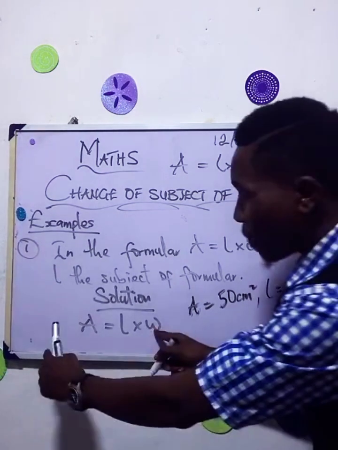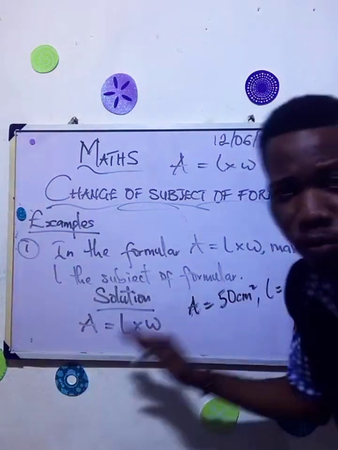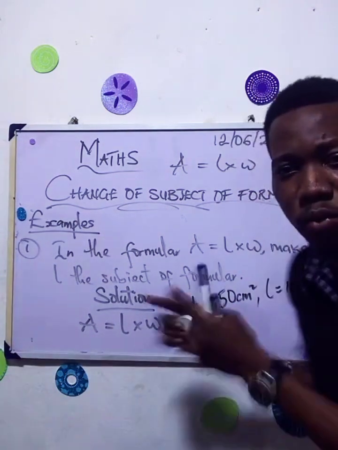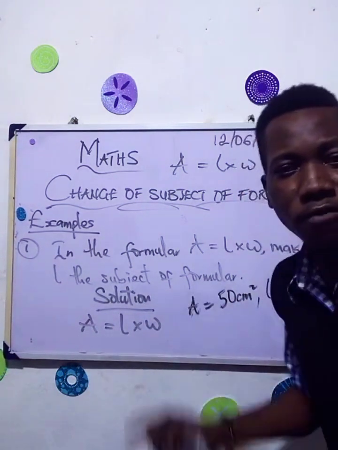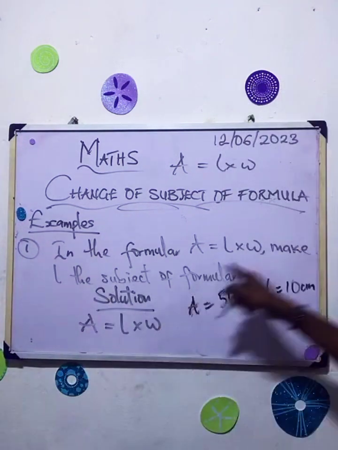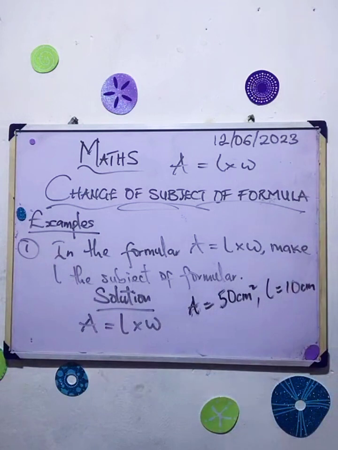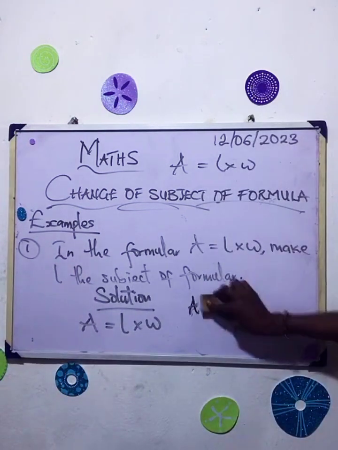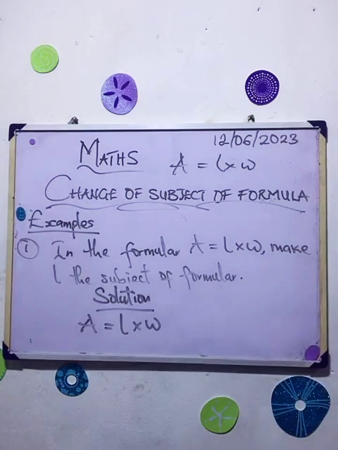In this case, you want to apply change of subject of the formula because what we need now is W. So we need a formula to solve for our width. So how do we change this formula? Now look at this question. It says in the formula A equals L times W, make L the subject of the formula.